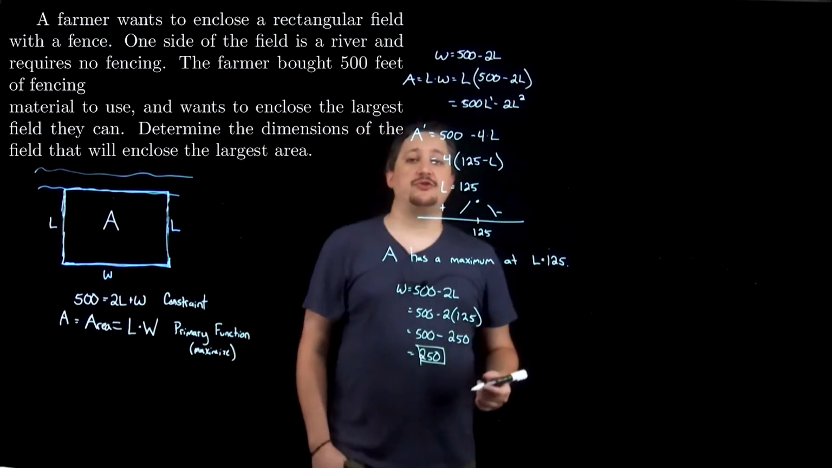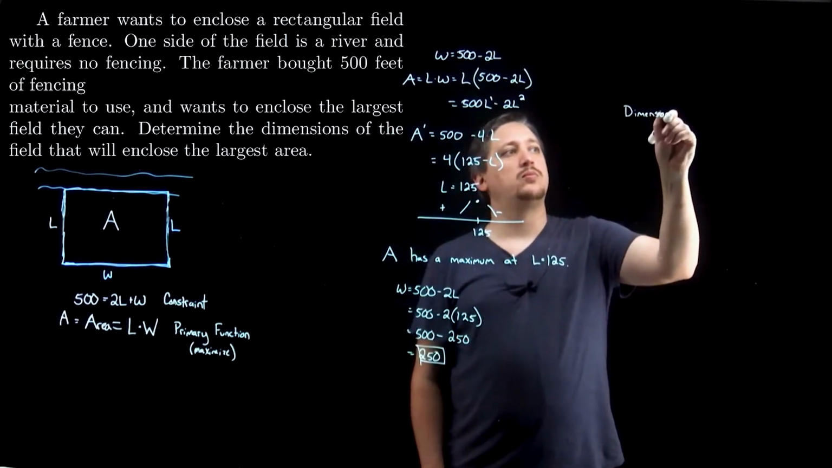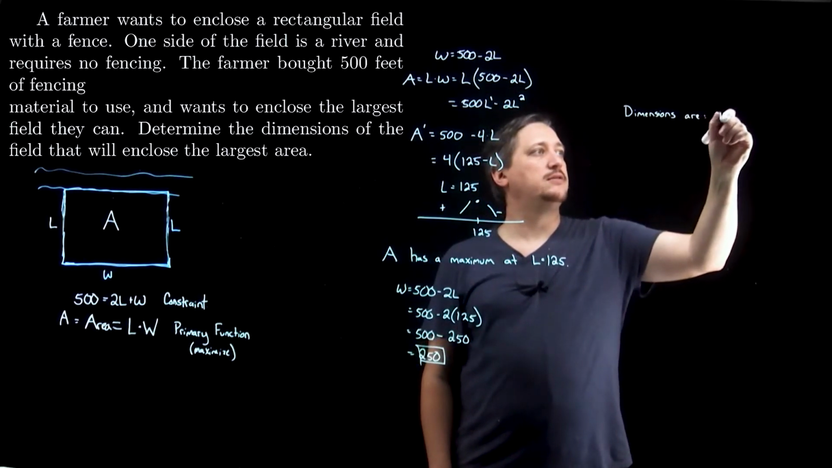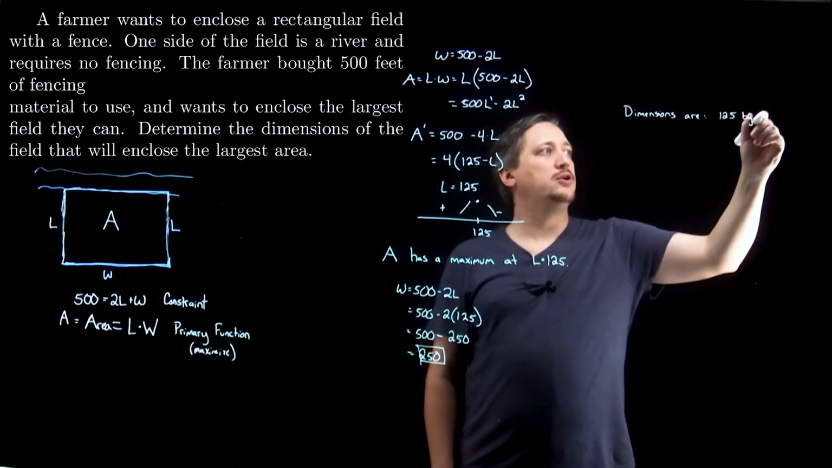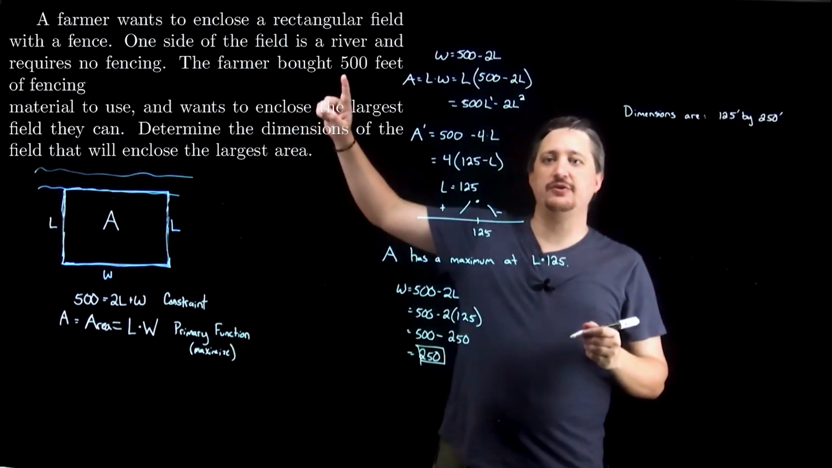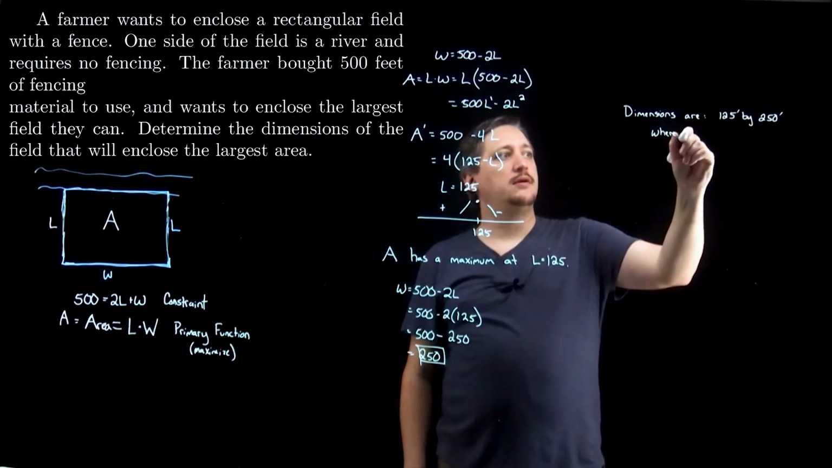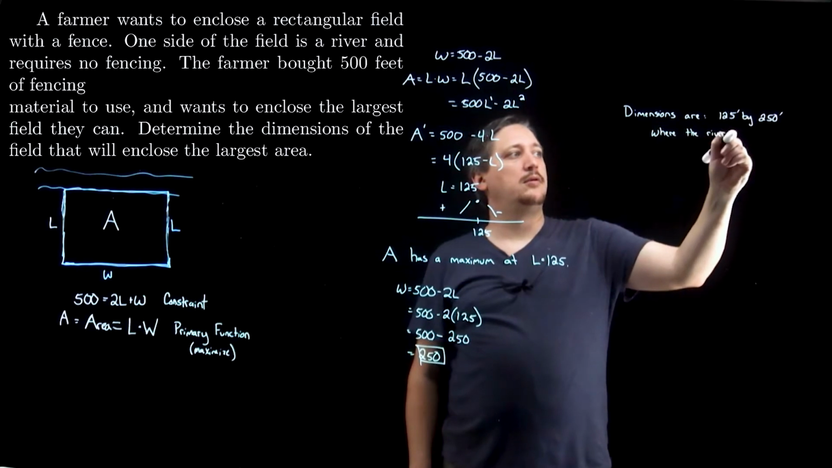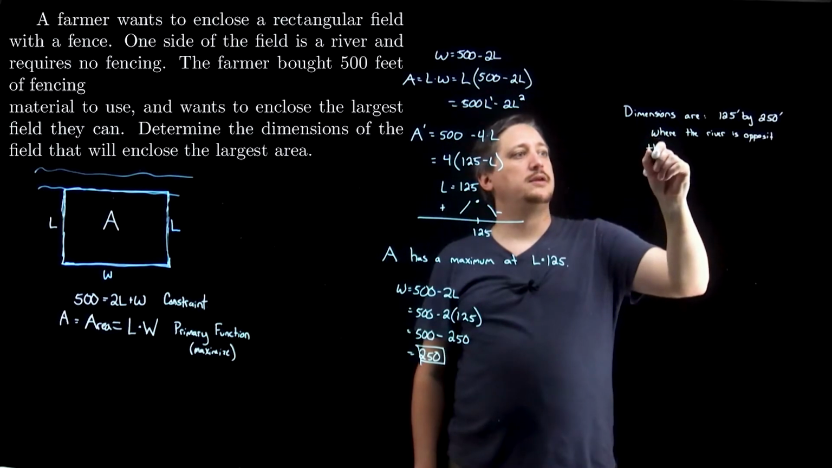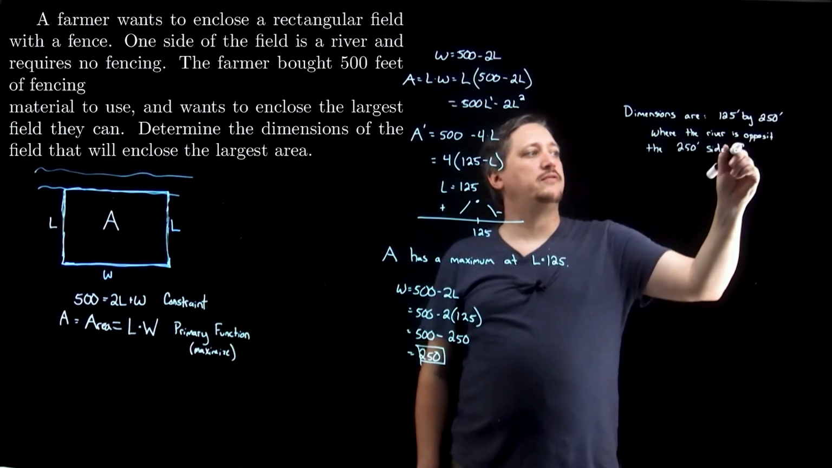So then, the answer to my question, my dimensions, are 125 by 250, where these are both in feet, because my original thing was 500 feet. And I'll make a note here where the river is opposite the 250-foot side of fence.